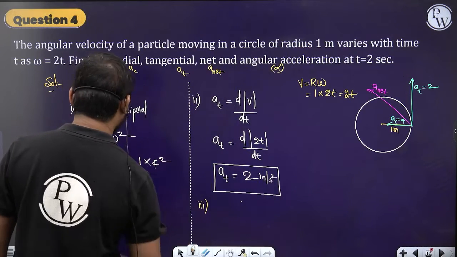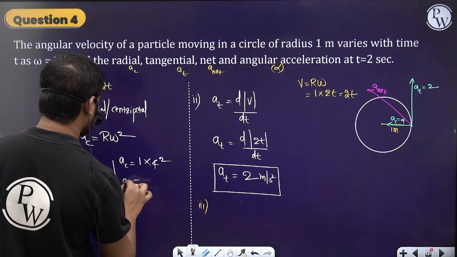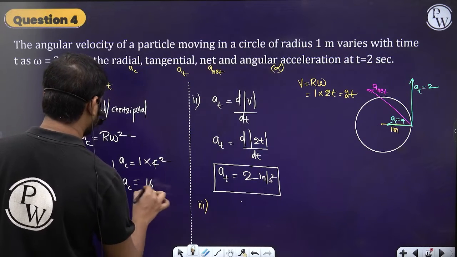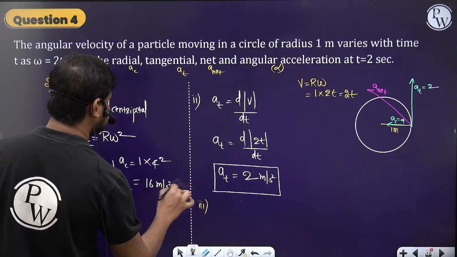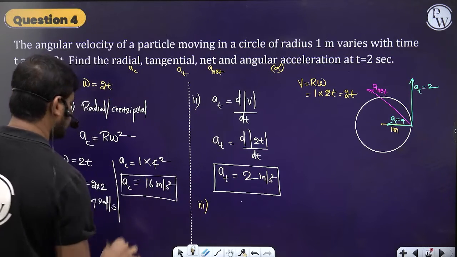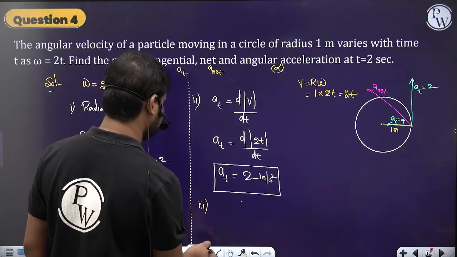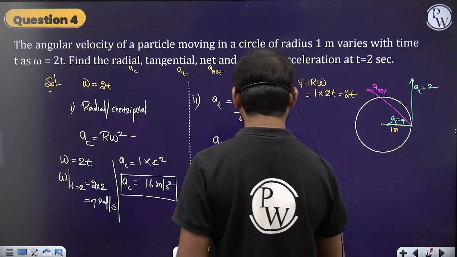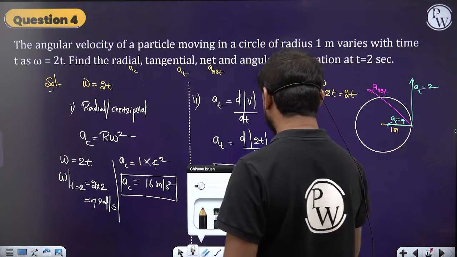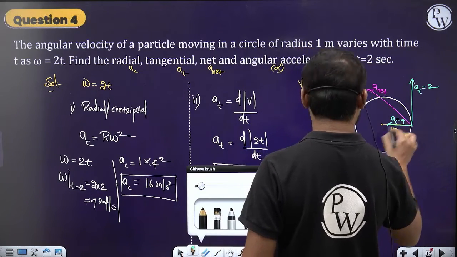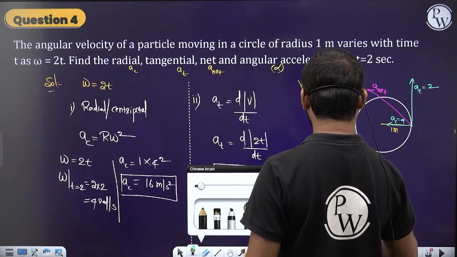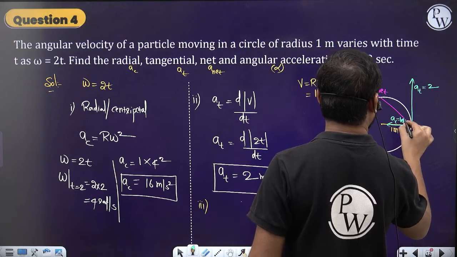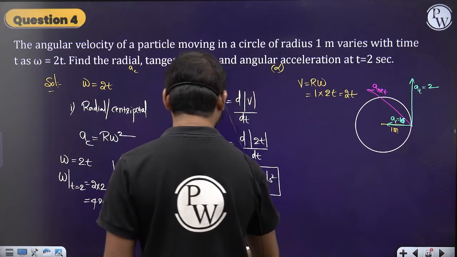So here 1 into 4 square. This is going to be AC 16, right? So AC is equal to 16 meter per second square. We got AC is equal to 16 meter per second square. So here, just change the AC value, guys. This should be 16 here. This is 16. Yeah, now do it.